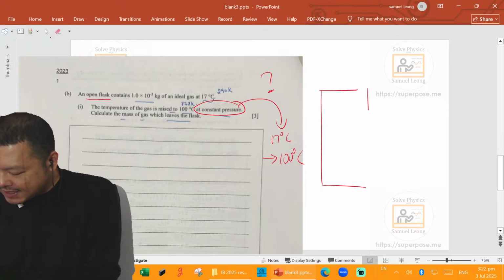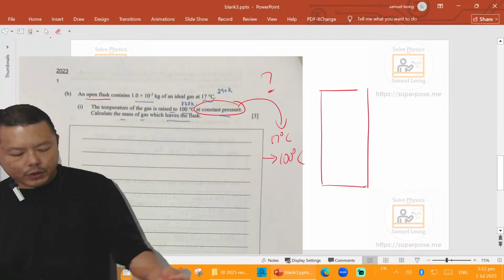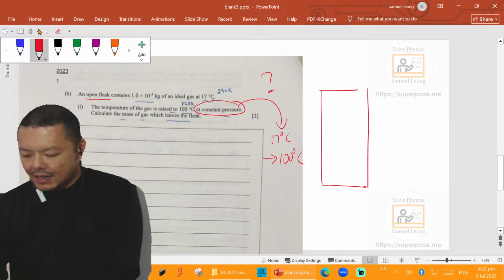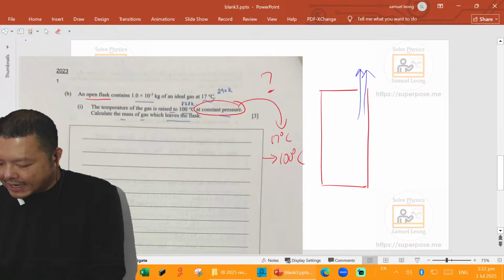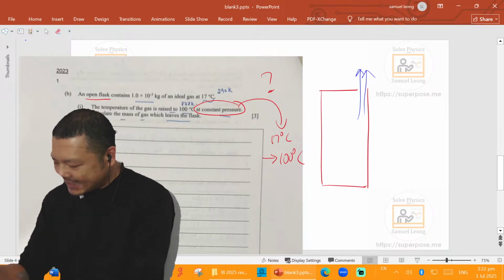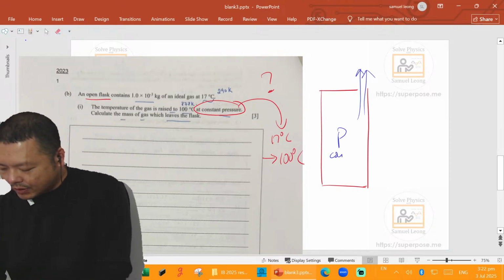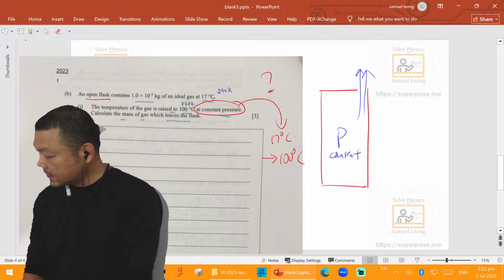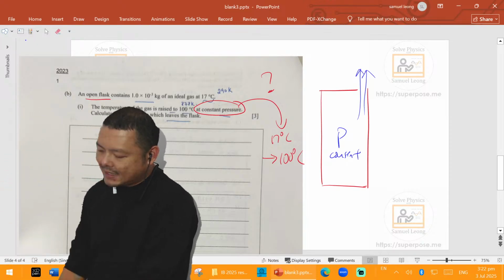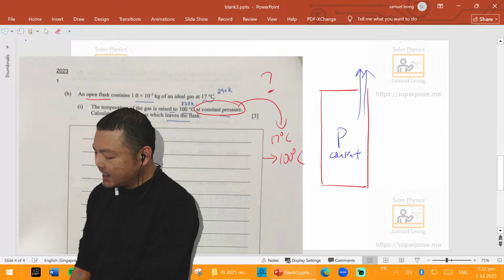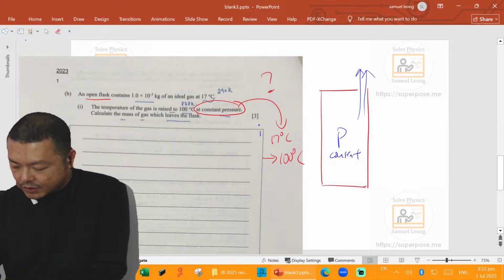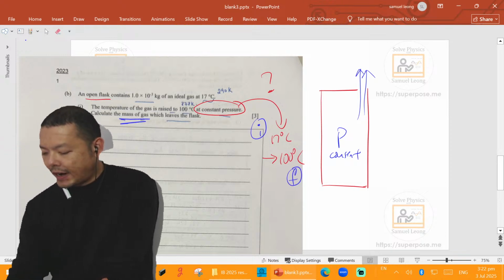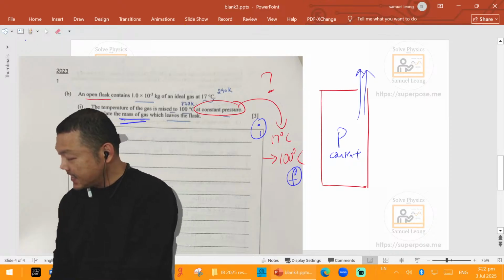An open flask means that if you were to heat the gas, the gas will escape. As the gas escapes, the pressure inside is constant. So there you go, that's pretty much the idea here. That means you've got an initial state and a final state, and your job is to find the difference in the mass between the initial and final state.